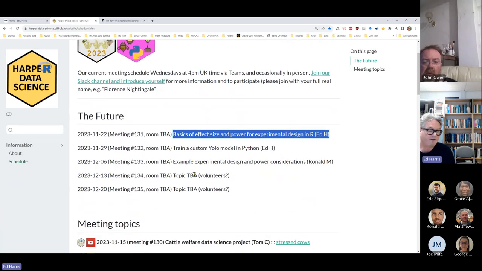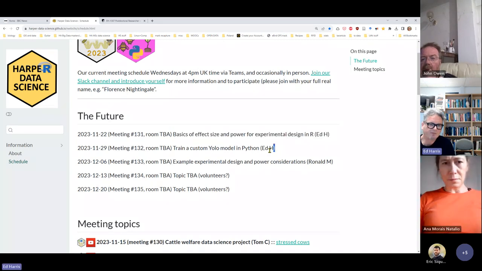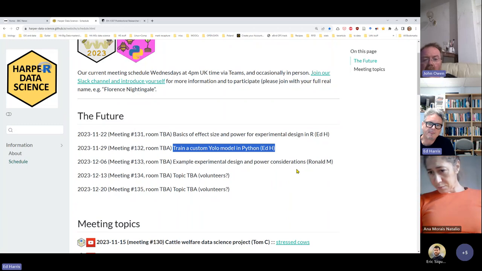Looking ahead, I've had an inordinate amount of requests recently for power analysis support, and we've done this quite a lot in here. Next week, I'm going to go over some of the basics of power analysis for experimental design and talk about two different recent designs that I worked on. The week after that, I'm going to use YOLO for a computer vision classification model in Python.